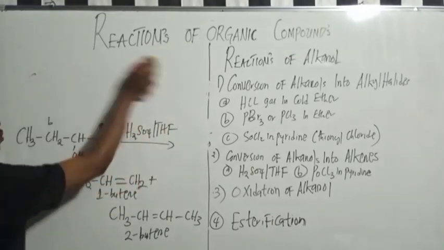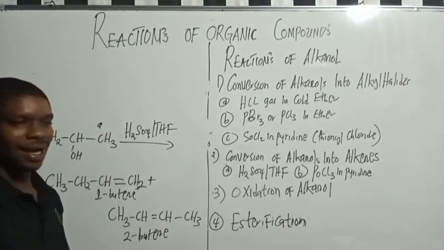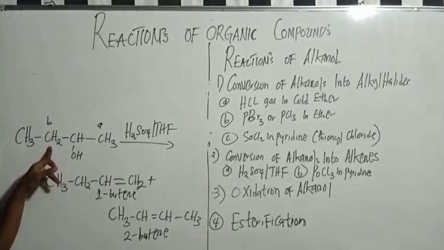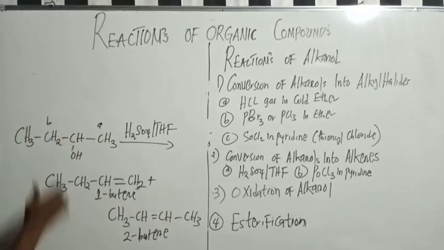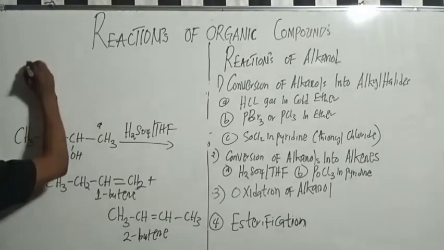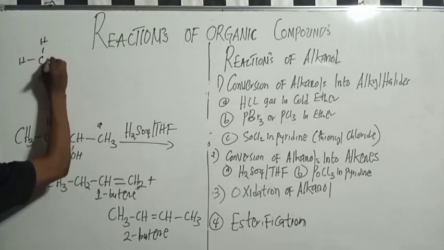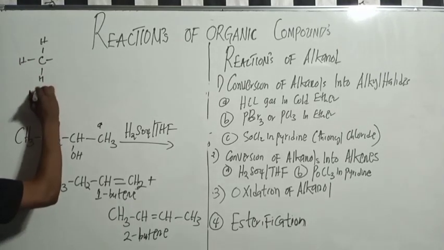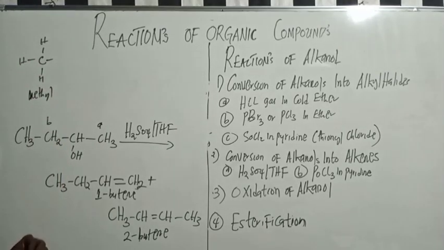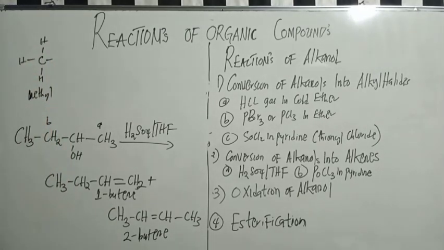This is what I want to explain to you. Now, we have the types of alkyl, the types of carbon. We have primary carbon, secondary carbon, and tertiary carbon. For example, here we have hydrogen and hydrogen. Before we close here, these are just a methyl group. A carbon atom with three hydrogens is a methyl group.